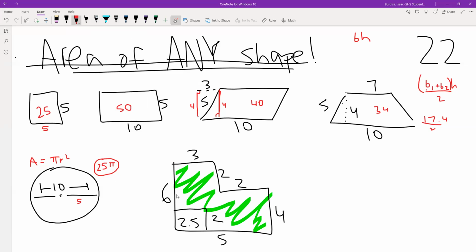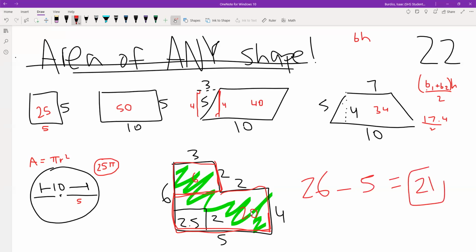So the first thing you want to do with a complex shape like this is just to divide it up. So we see this shape here. We see this shape here. So this would be 2 times 3, which is 6. This would be 5 times 4, which is 20. So the full thing is 26. But we have to subtract that from this. 2.5 times 2 is 5. So the area of the green thing is 21.